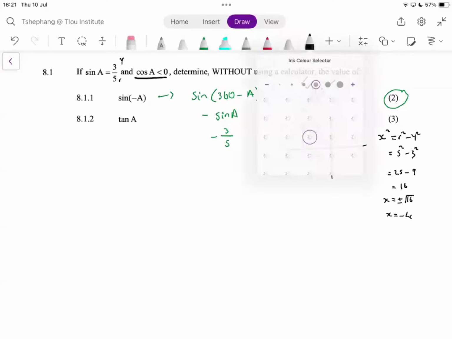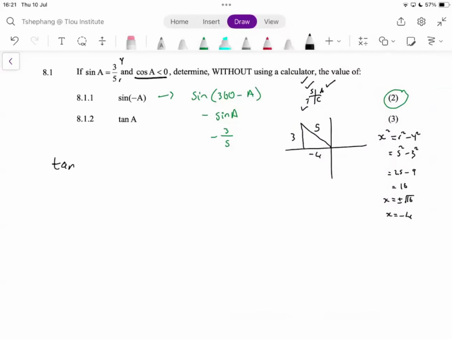Now we can write tan. So tan of A is equal to y over x. What is the y value? 3. What is the x value? -4. So your answer is -3/4. And just like that, we have our 3 marks.